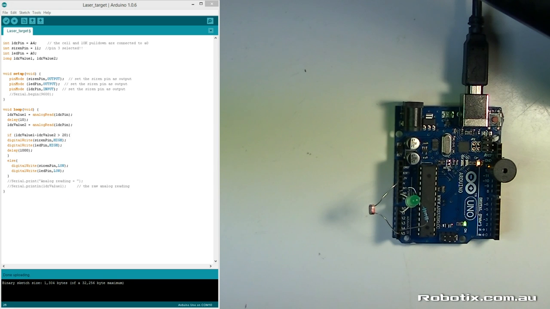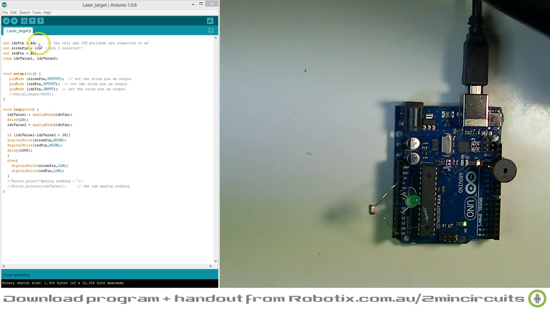So, this here is our code. Right here, we have our LDR pin, which is our target. It's plugged into A4. Our buzzer is in 11. Our LED is in A0. The buzzer and LED are designated as outputs. The LDR pin is the input. And here's where the magic happens, right here.